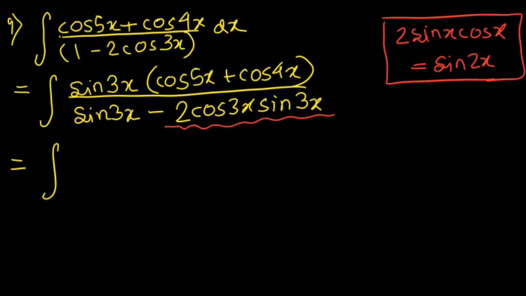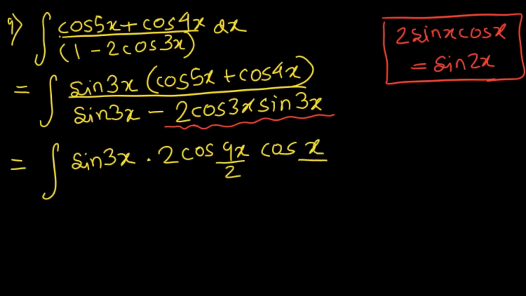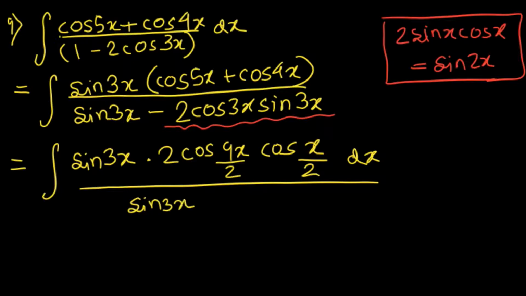Integration of sin 3x. Okay, another thing to note, cos 5x plus cos 4x we can directly simplify as 2 cos of 5x plus 4x by 2, that is 9x by 2, into cos of 5x minus 4x by 2, that is x by 2. This is the formula of submultiple angles of trigonometric identities. So by sin 3x, this will result to what? 2 cos 3x sin 3x, that is sin 6x.